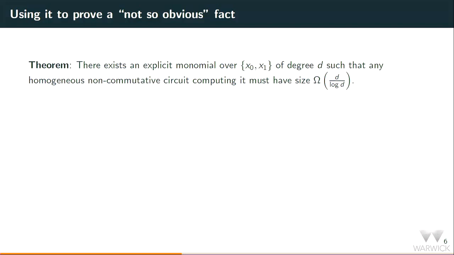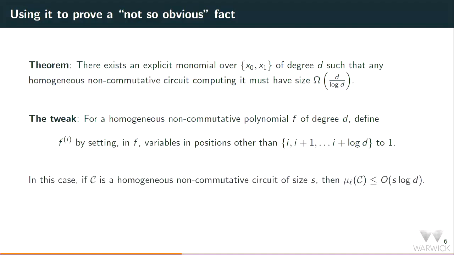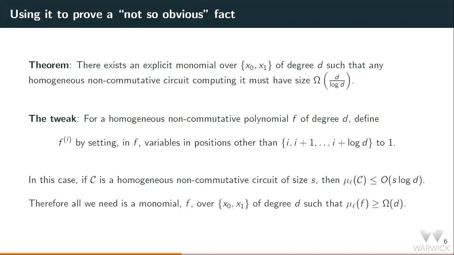Why? How do we change it slightly? We change the measure from keeping just two positions alive to keeping log d positions alive. And now in this case what we get is that the measure is at most s times log d instead of just s. And now if we can find a bivariate monomial of degree d such that it has measure d, then we would get our d by log d lower bound.